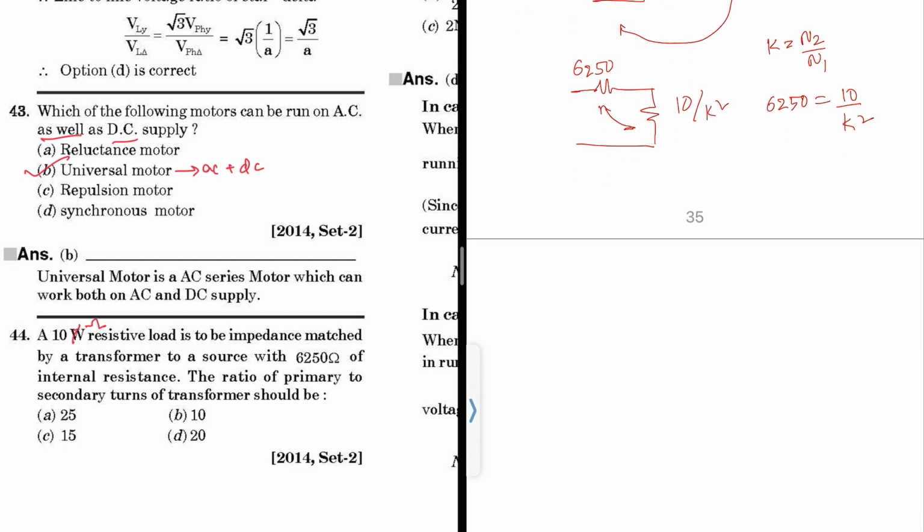They ask for the primary to secondary, so they ask for 1 by k. So what I can write is 1 by k square equals 625. So 1 by k equals 25, right? They ask for the 1 by k value, because primary to secondary is asked but we expressed k as N2 by N1. So the answer will be A.